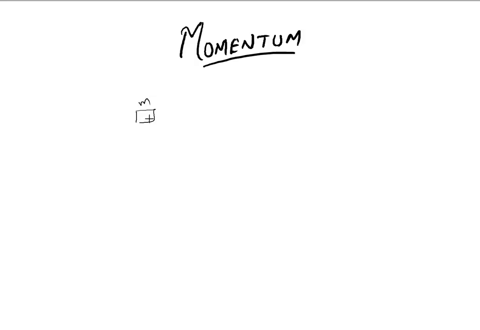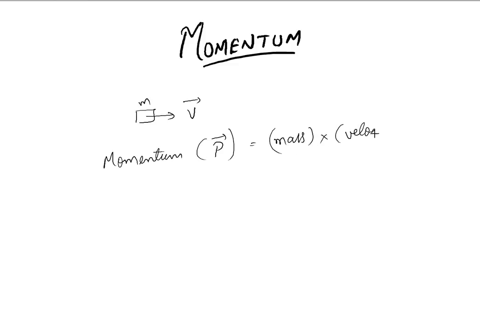Let us start with the definition of momentum. The mass of a body is m and the velocity of this body is v. Then the momentum of this body is equal to the product of its mass and velocity. So this is the mass of the body into its velocity v. Since velocity is a vector quantity and we are multiplying it by a scalar quantity, momentum is also a vector quantity.